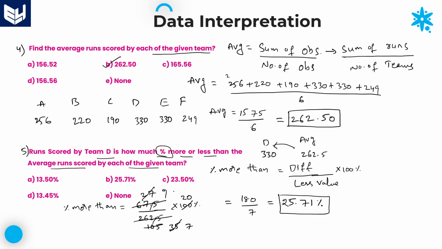25.71 percentage. Here, according to the given question and the options, we need to calculate the answer up to 2 decimal digits. So the runs scored by team D are 25.71 percentage more as compared with the average of runs scored by each of the given teams. So the required answer for this question is 25.71. Among the options, 25.71 is there at option B. So the required answer for this question is option B.